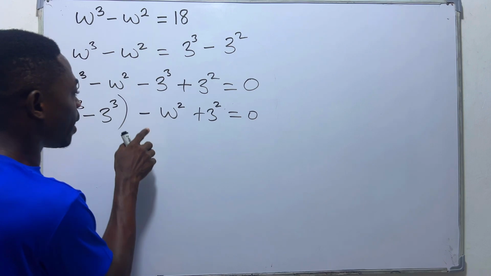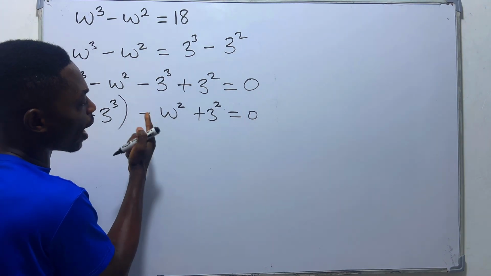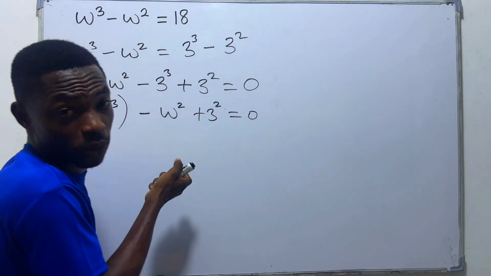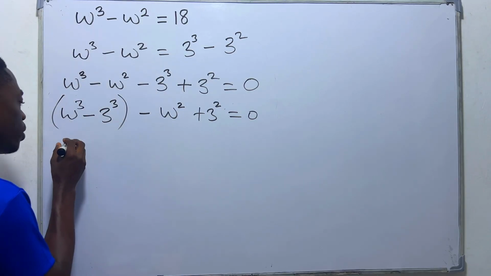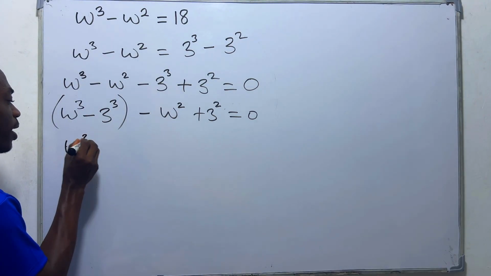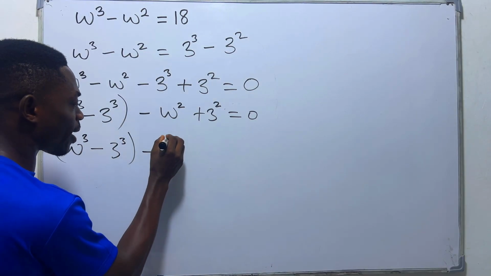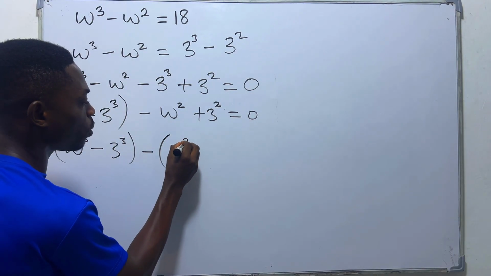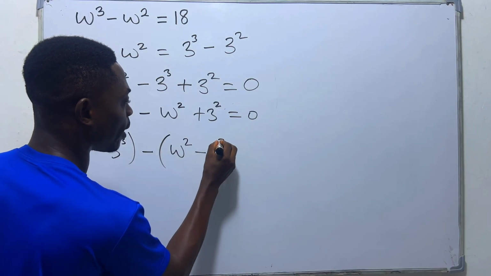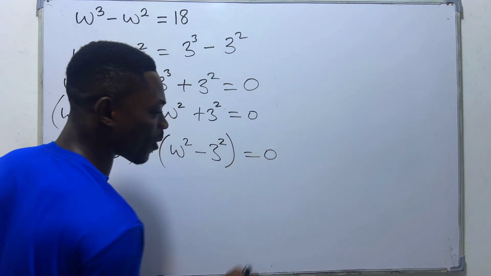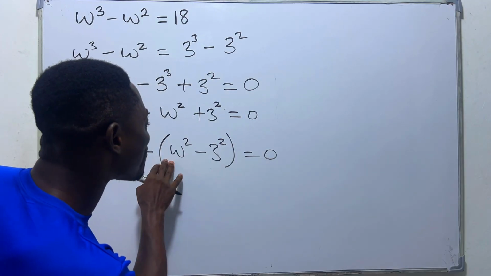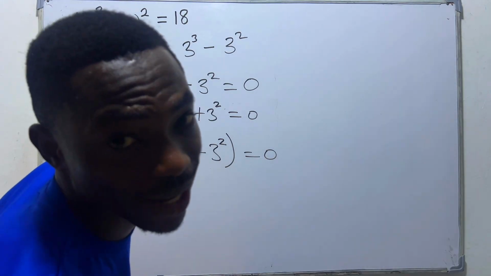So let's go. Now, how can I make that possible? I can make that possible if I factor out -1. And if I do that precisely, I'm going to have to keep this. And then I'm going to factor out -1, and I'm getting w squared minus 3 squared, like that. And this is equal to 0. And guess what? Now we have difference of 2 squares, so we can apply the identities.